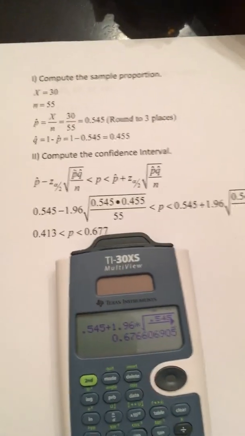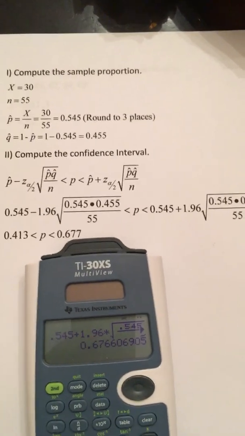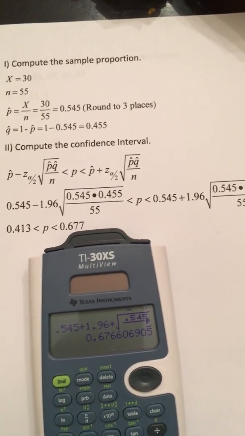And that's how we calculate the confidence interval for proportion using the TI-30XS calculator.